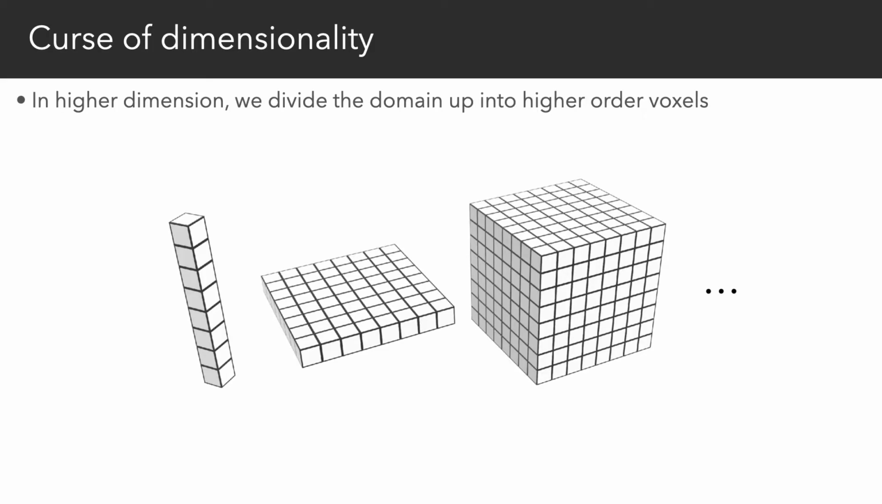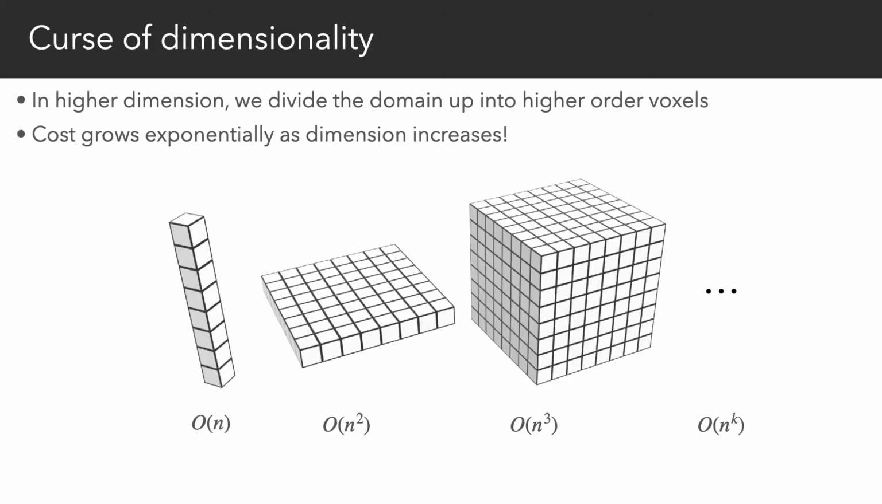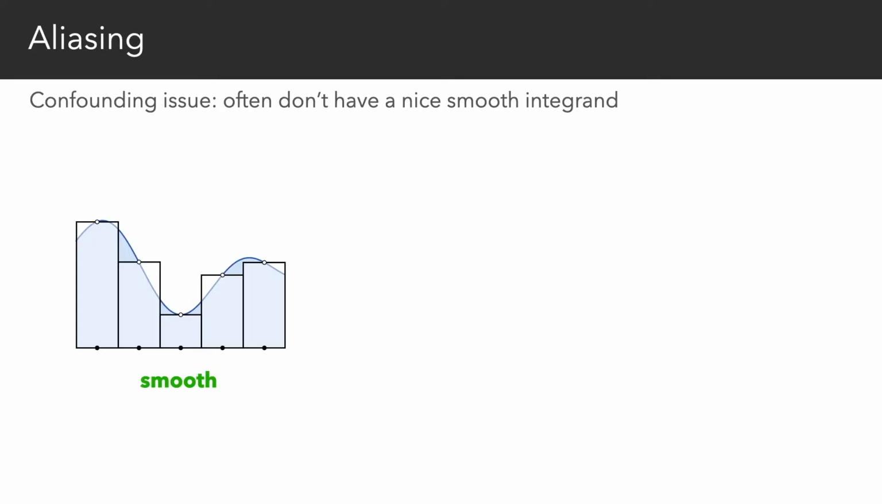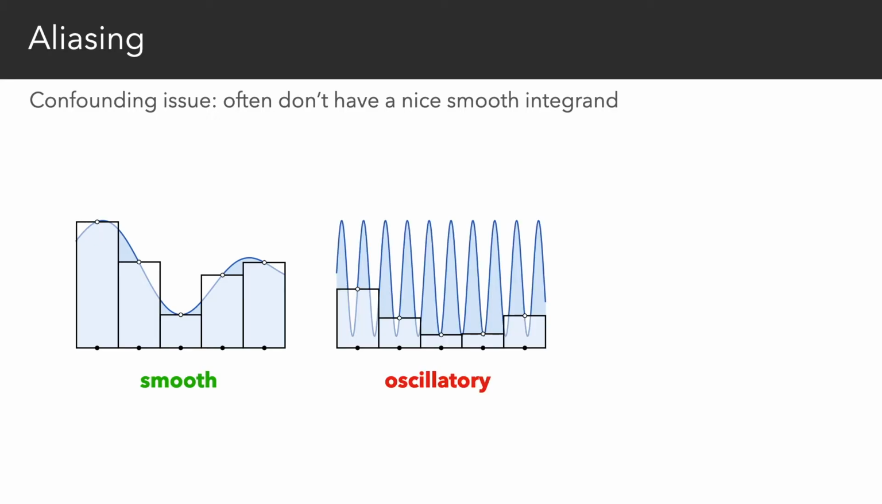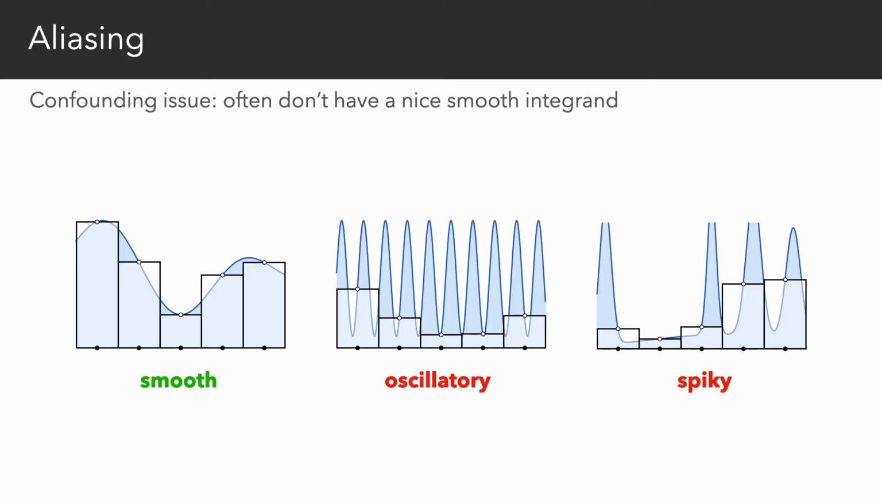Well, to use quadrature in higher dimensions, we have to discretize the domain with higher order voxels, and this leads to an exponential increase in the number of voxels as dimension increases. Aside from the computational costs, quadrature is also limited by aliasing effects. So while discrete approximations capture the smooth integrands reasonably well, oscillatory or spiky functions will lead to poor approximations.